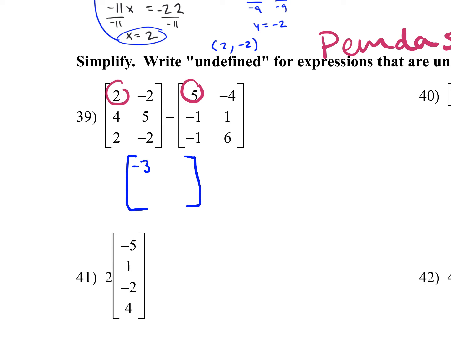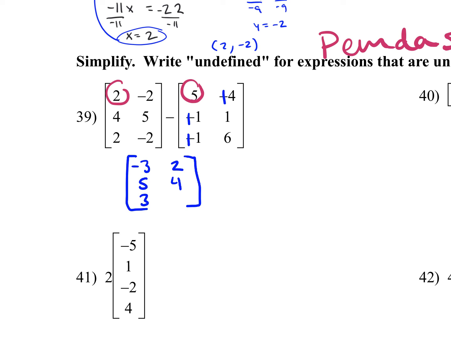So remember, minus a negative becomes plus 4, so it's negative 2 plus 4. Negative 6? Negative 2 plus 4 would be 2. Then we have 4 minus negative 1, so that becomes a plus 1. So it's 4 plus 1, 5. Then we have 5 minus 1, 4. And 2 minus negative 1, that becomes a plus 1. So 2 plus 1? 3.